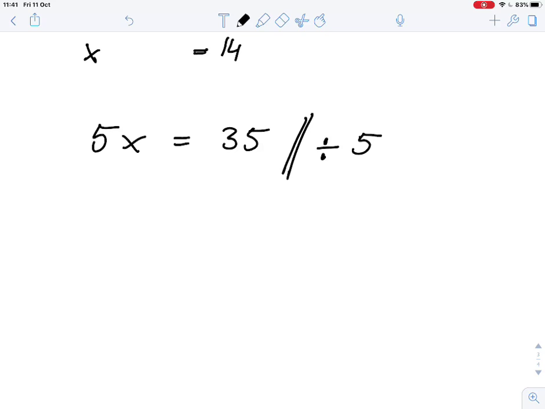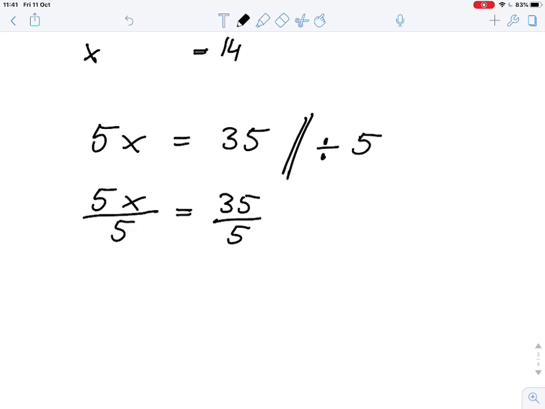So we have 5x divided by 5 equals, and I need to buy the Xbox twice, 35 divided by 5.